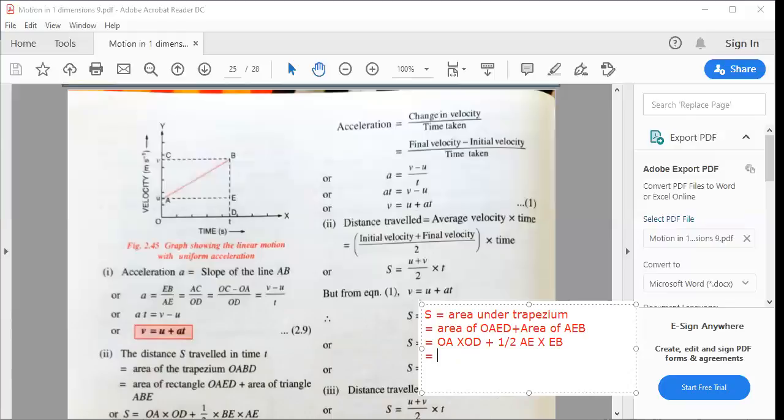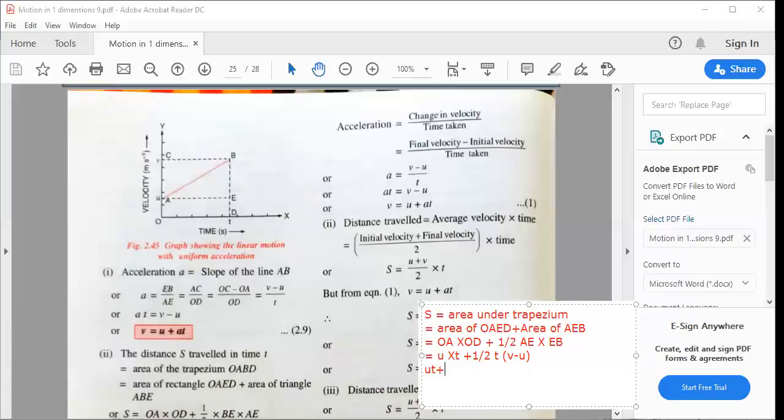Okay. What is OA? U. What is OD? T. Okay. Plus half. What is AE? T. What is EB? V minus U. Is it right? Yes, ma'am. It is V minus U. Okay. Now this is half T into V minus U. So this is UT.